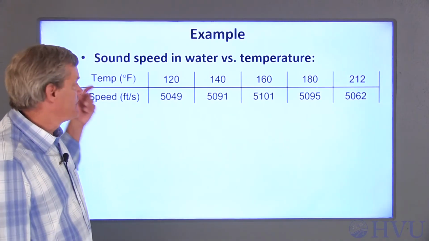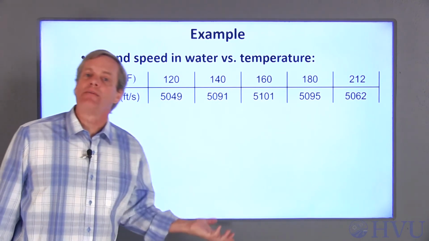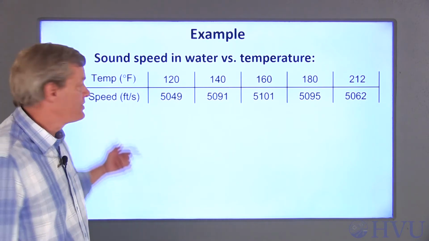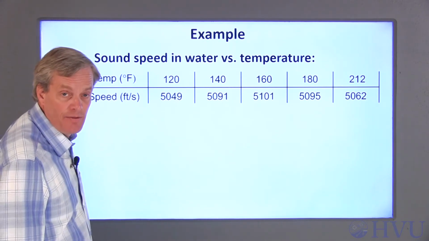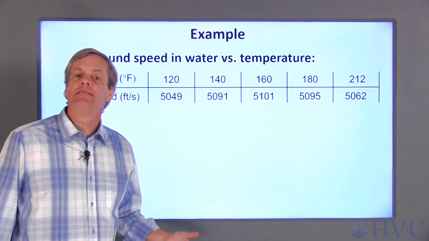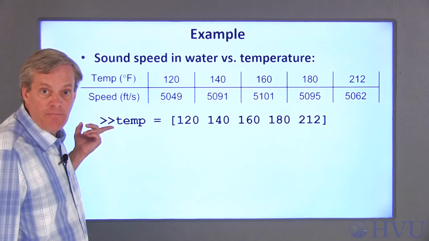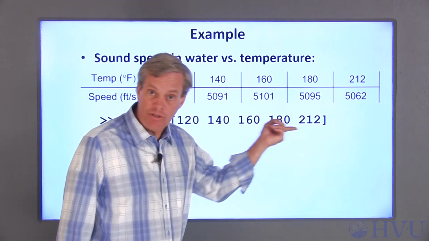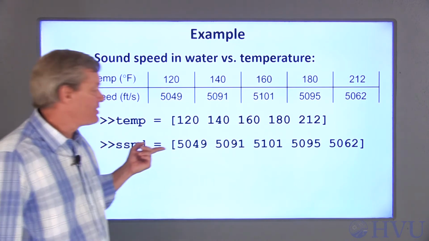This data provides the sound speed in water as a function of temperature. There are really two types of numbers here. The first set of numbers is a group of temperatures, and the second set is a group of sound speeds. It makes sense to assign these two types of numbers to different arrays. So I created an array named temp, which contains all the temperature values, and another array, SSPD, which contains the sound speed data.